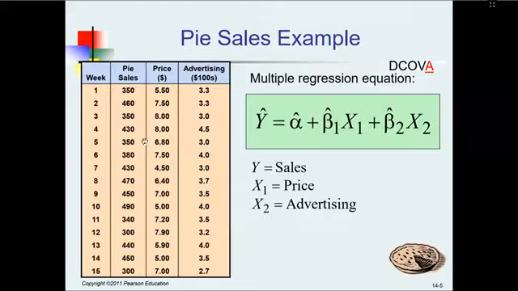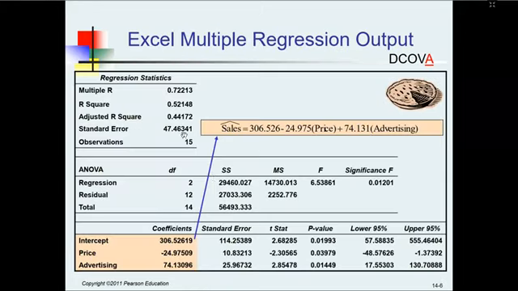From this table, we can feed the data into Excel, and Excel will generate this output. So this is the output from Excel. We have the multiple R, the R squared, the adjusted R squared, the standard error, and the observations, which are 15. Then the second table here, we call it the analysis of variance table. Then we have the last table, which gives you the coefficients of price and advertising and the constant.